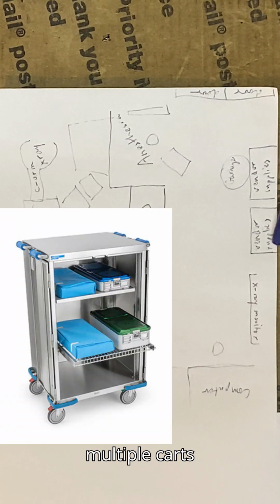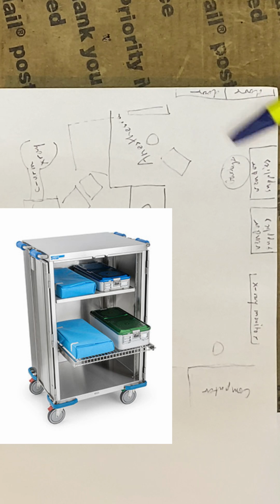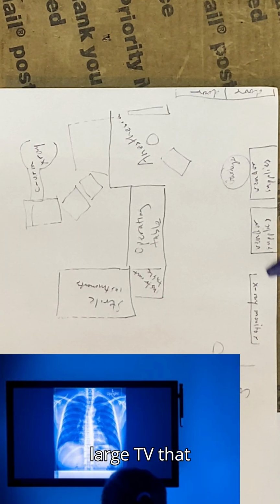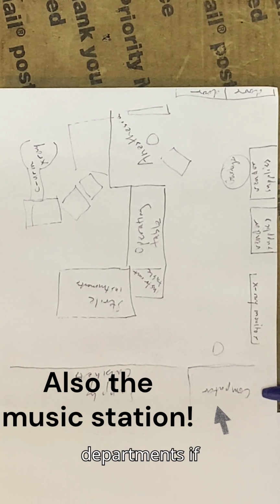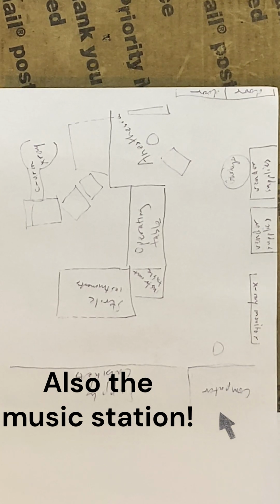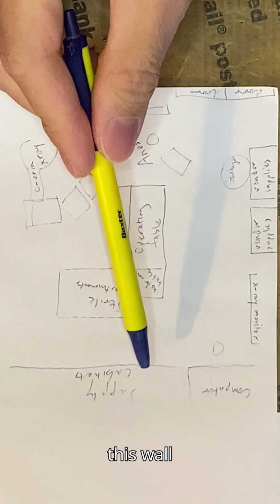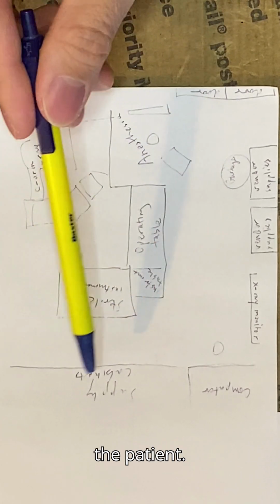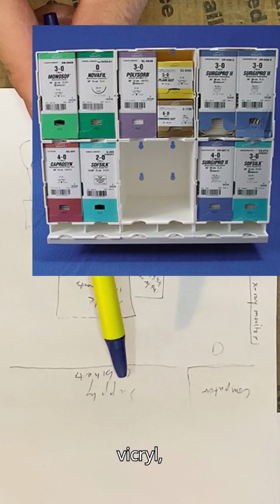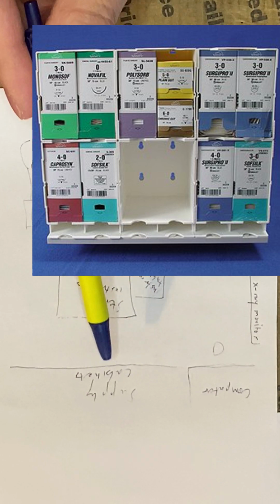There will be multiple carts along this wall of vendor supplies and or surgical instruments. And the imaging monitor on the left is a large TV that displays the pertinent x-rays and or MRIs, CT scans for the surgeons to consult during surgery. There's a computer on this table with a telephone to call out to various departments if they need radiology or pathology during the surgery. Along this wall, you'll have supply cabinets with gowns, sutures, and wraps for the patient, all kinds of sutures, Vicryl, Monocryl, PCM.